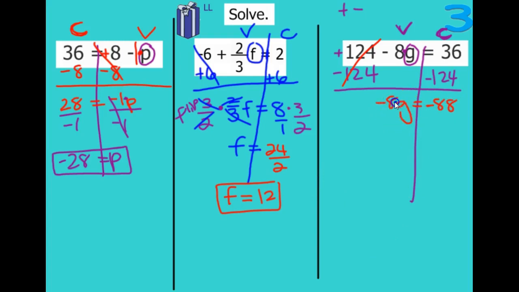Last step, this is multiply. The opposite is divide. So divide both sides by negative 8. 8 over 8 is just 1. So these make a positive 11.